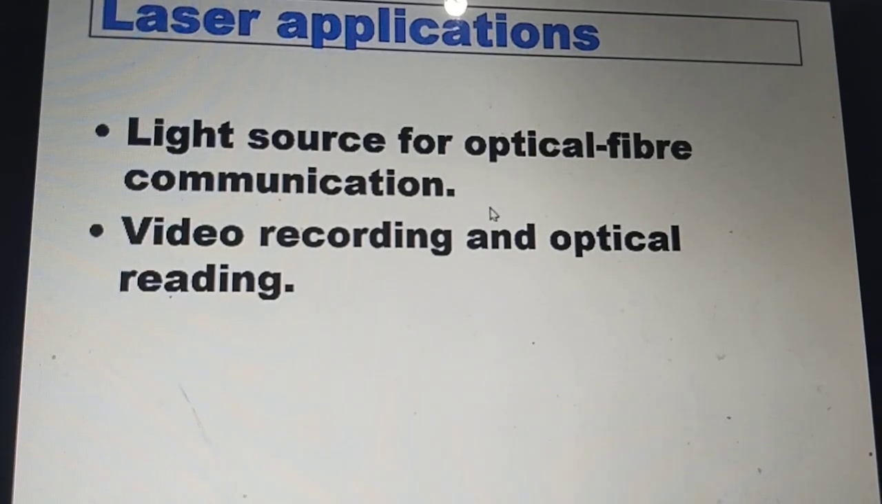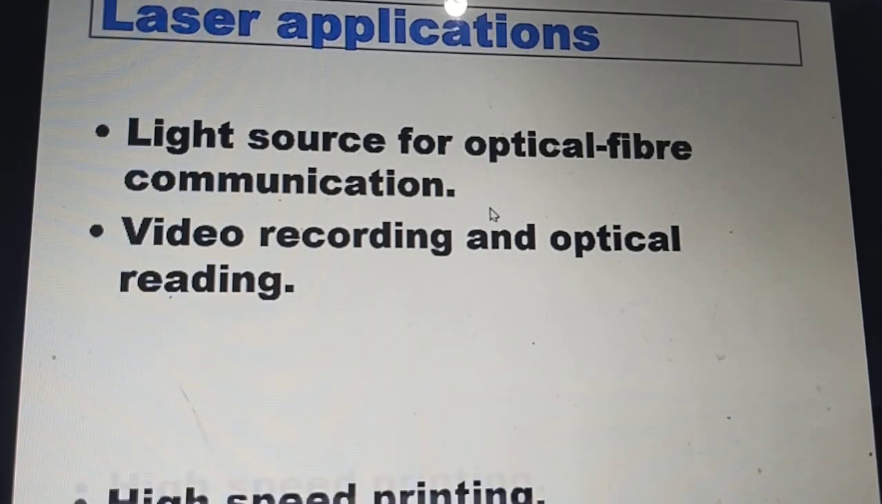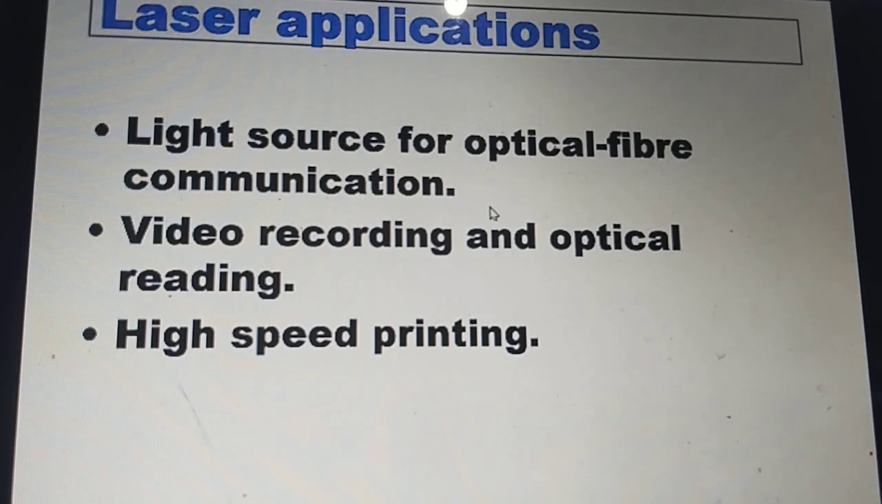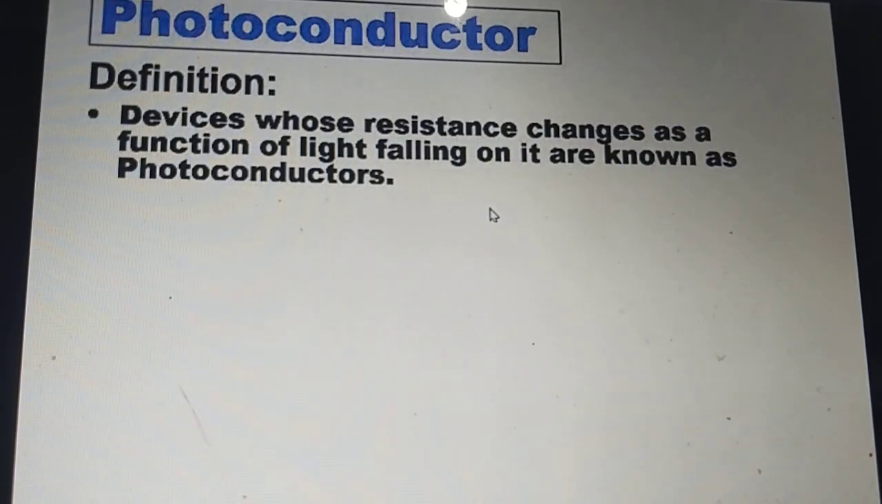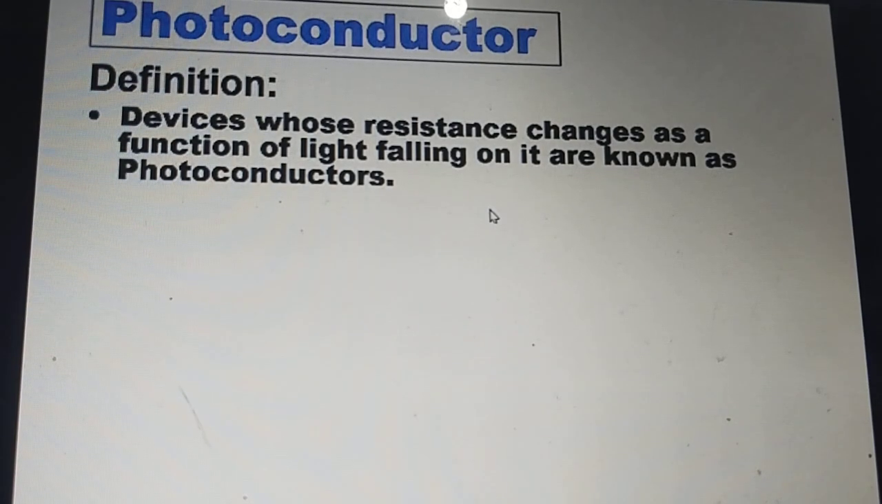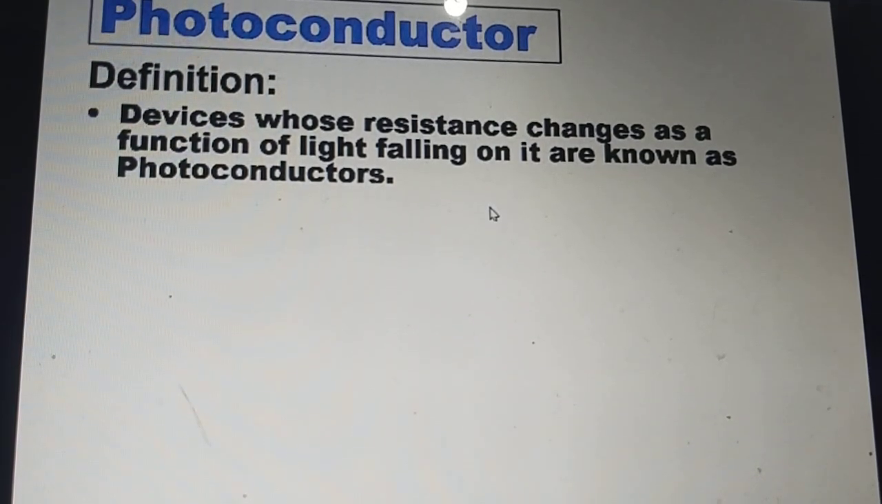For video recording and optical reading, we use laser. High speed printing, we use laser. After that, there is another device that is a photoconductor. A photoconductor is a device whose resistance is a function of light.